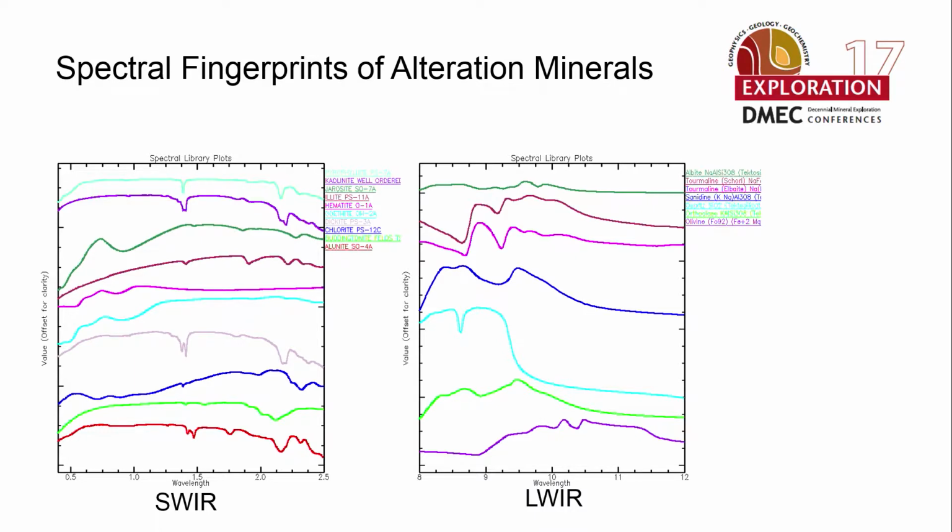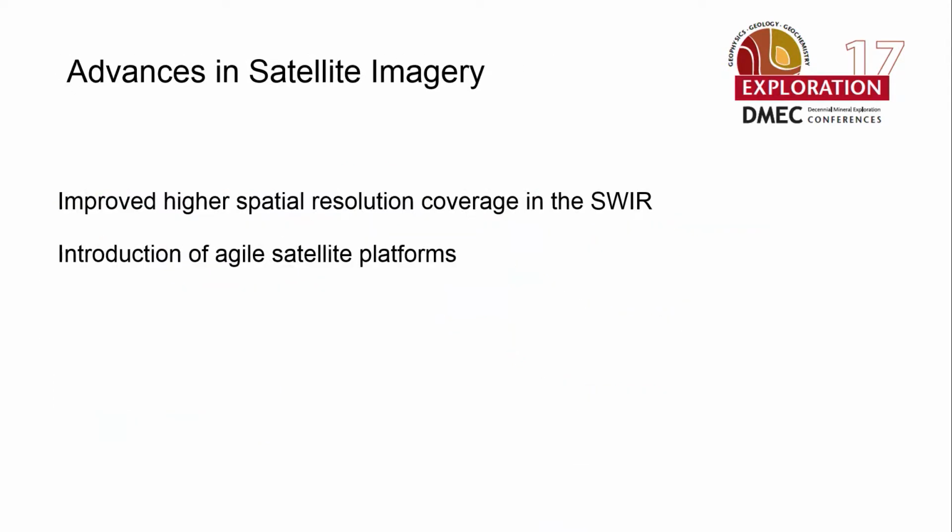This just shows some of the spectral fingerprints. This is what our world is about. Minerals have diagnostic spectral fingerprints. We are utilizing technology to look at those fingerprints. So let's start out with the first technology advance. This is advances in satellite imagery.